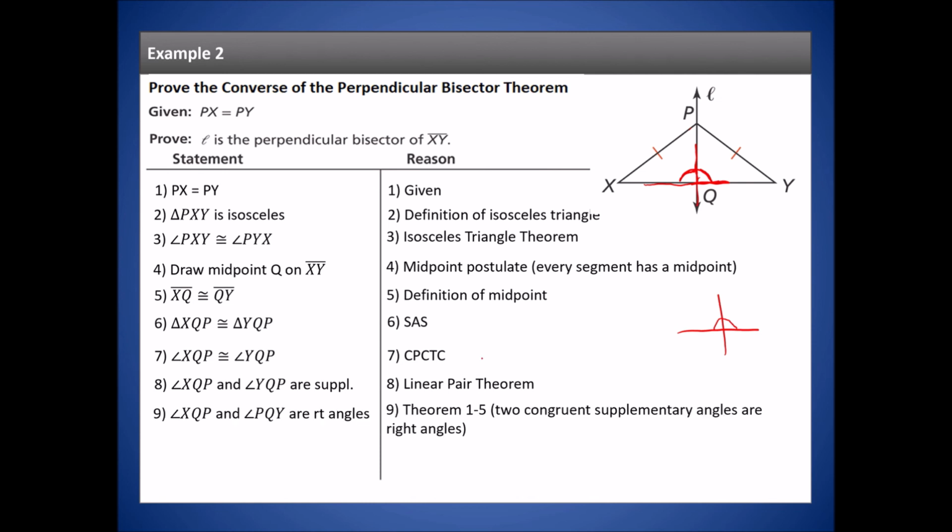And so now we know, because they're congruent and they're supplementary, so basically using these two steps here, we know that they have to be right angles because they can't be anything else, right? If these two are the same angle and they add to 180, well, then they both have to be 90. 90 plus 90 is 180, and they're the same number. And there's a theorem that we have discussed in chapter 1 that actually uses this. It's theorem 1-5, which states that two congruent supplementary angles are right angles.